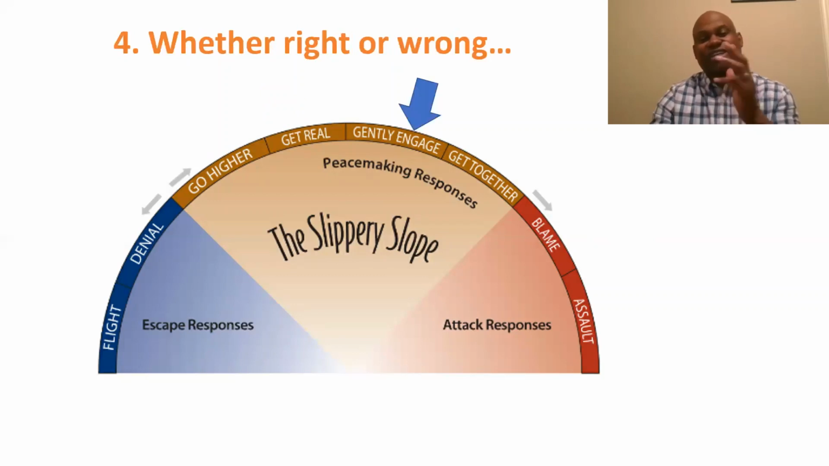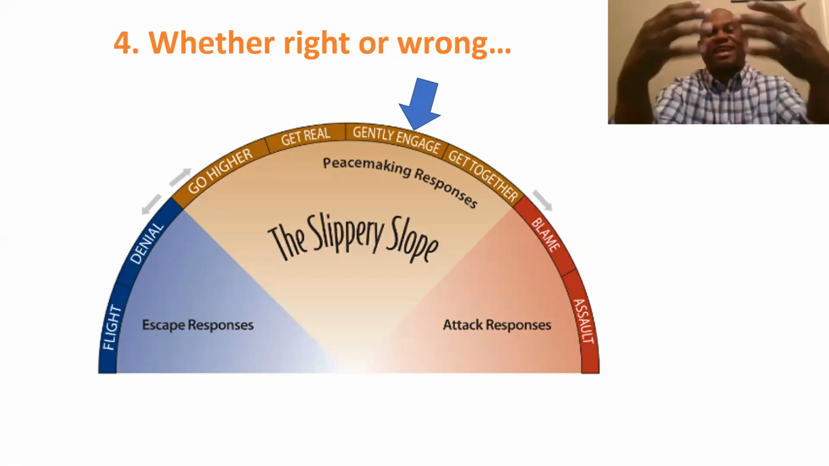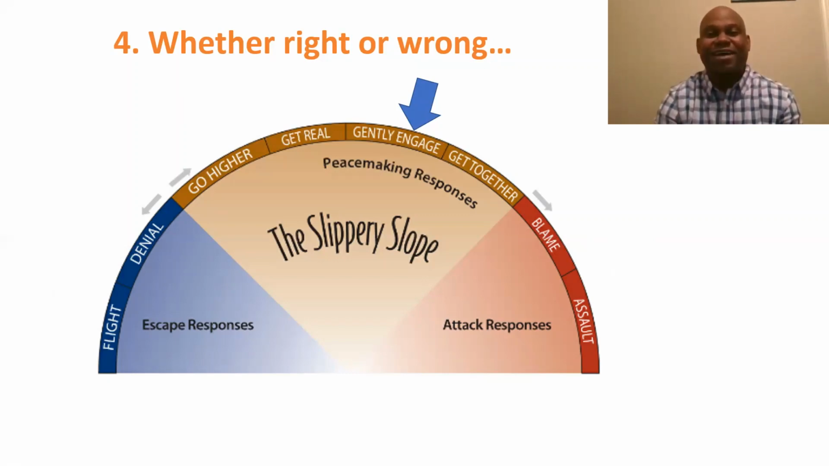And that leads to gently engaging. As I said earlier, I first have to understand what faults I bring to the table and confess those to the person that's across the table from me. But then also gently engage and then ask them to acknowledge the things that they brought to the table and help them to understand and think about those things.